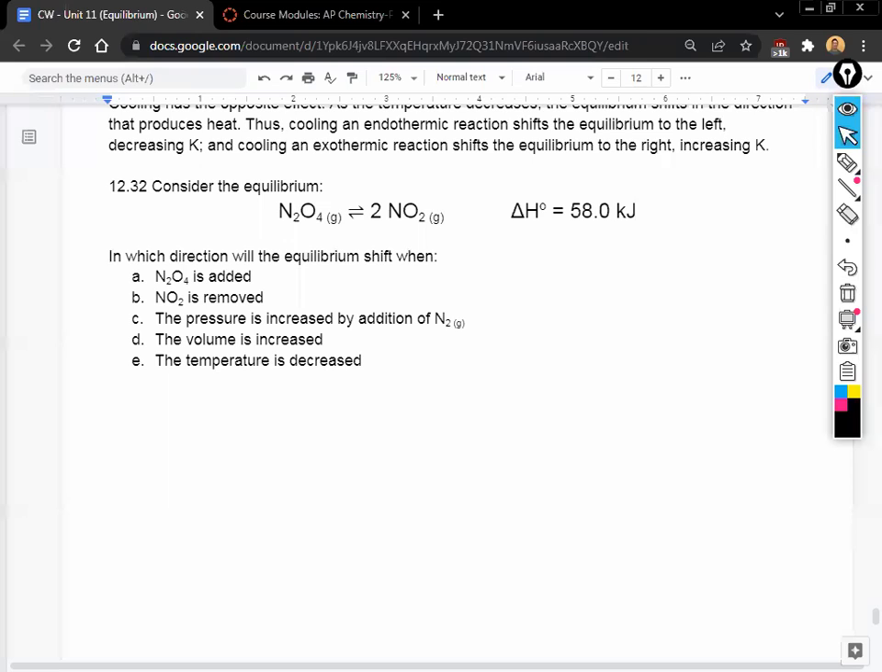All right, guys, let's go over 12.32. Let's start with the first one. The first one should be pretty easy. If I increase N2O4, which way will the equilibrium shift?